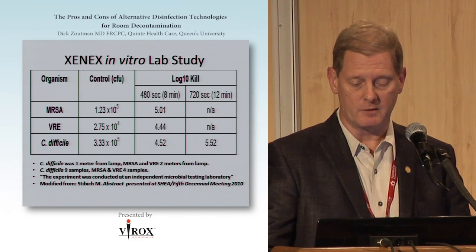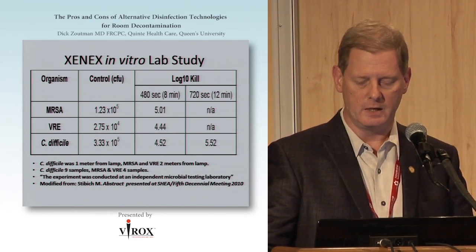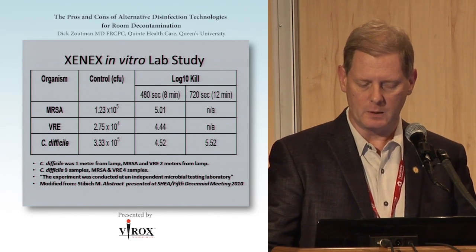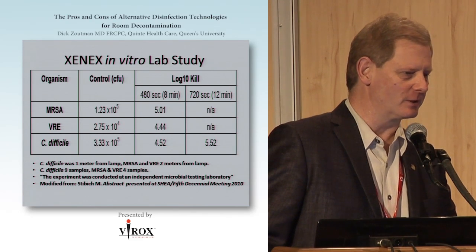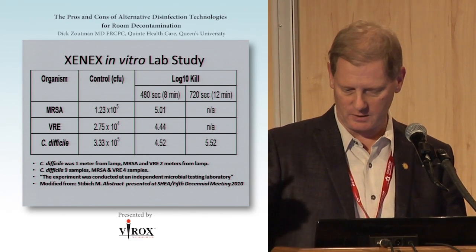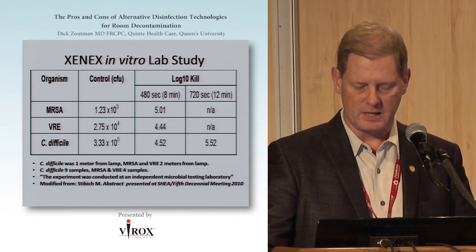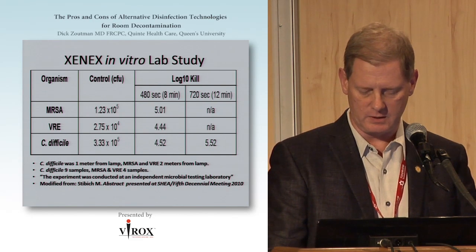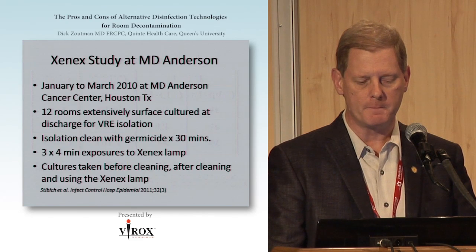For VRE, about a 4 log reduction, and for C. difficile, somewhere between 4 and 5. And if you boost it to 12 minutes, you get a better C. diff kill. What I note, however, is the distance to the lamp was 1 meter for C. difficile. Very, very close. So there's no distance data to tell you what happens at 3, 4, and 5 meters. And their number of samples is quite small. And so I think that this needs more published peer-reviewed evidence. This is from an abstract only.